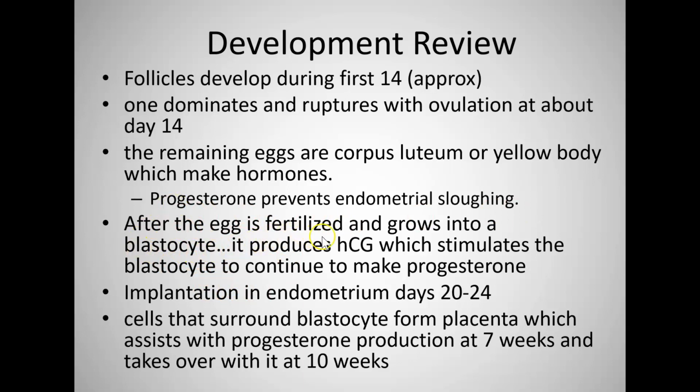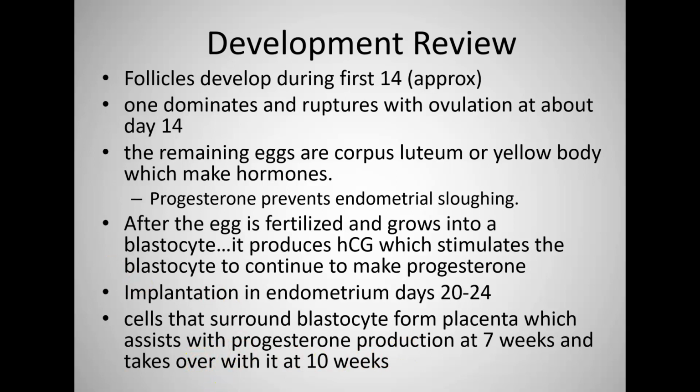After the egg is fertilized and grows into a blastocyte, it produces what they call HCG. HCG is human chorionic gonadotropin, which stimulates the blastocyte to continue to make progesterone. On days 20 to 24, implantation in the endometrium happens. And then the cells surround the blastocyte and form the placenta.